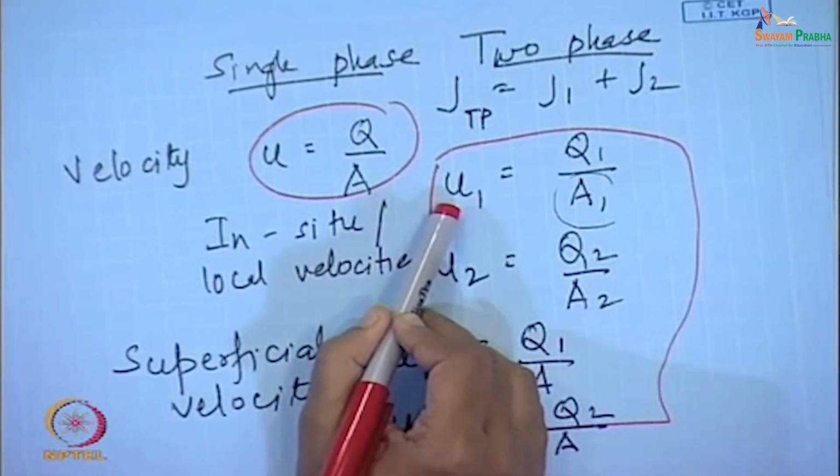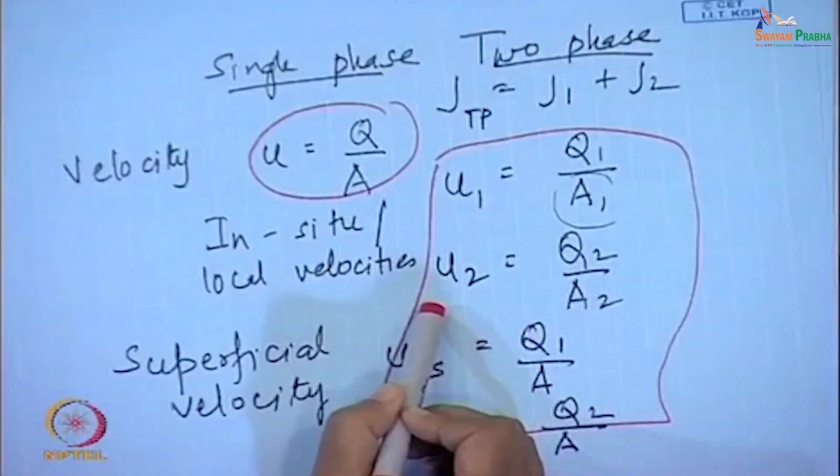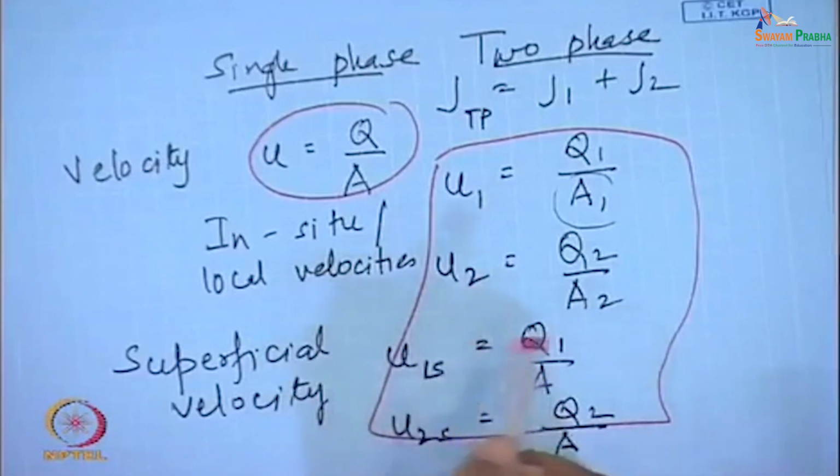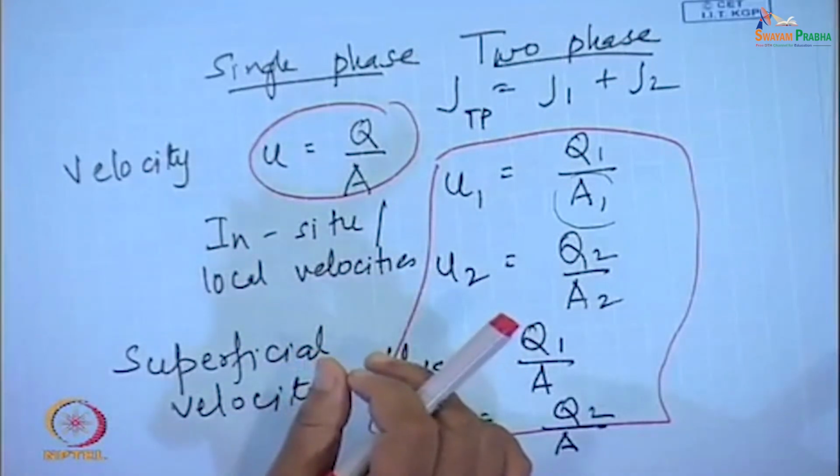Similarly, if only phase 2 would have flowed alone in the pipe, the velocity which it would have was u2s. Now, since fluid 1 is also flowing along with it, it cannot occupy the entire cross sectional area. So, what velocity does it have? It now has the velocity u2. So, remember we have additional definitions of velocities in this particular case.